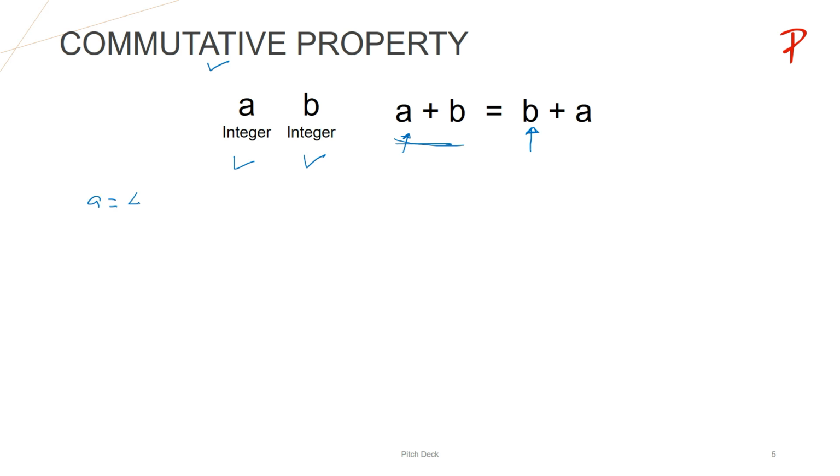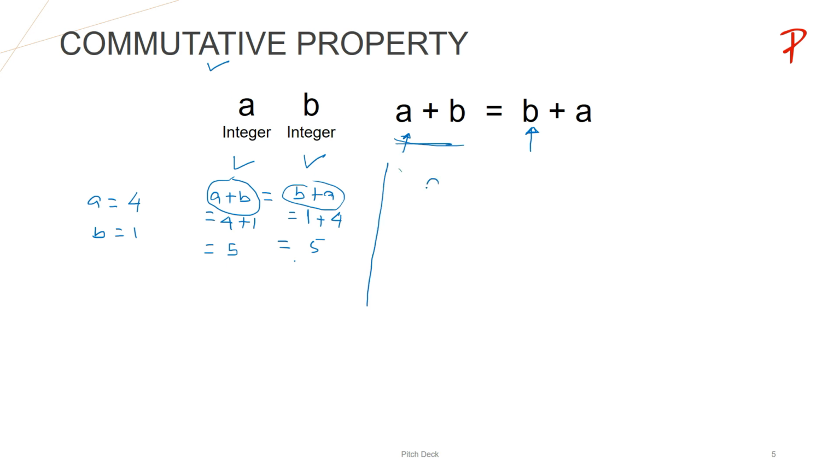Say for example, a is 4 and b is 1. a plus b, 4 plus 1, which is 5. Okay, and then b plus a, here b is 1 and a is 4, is equal to 5. So here we get a plus b is equal to b plus a. This is what the commutative property says.